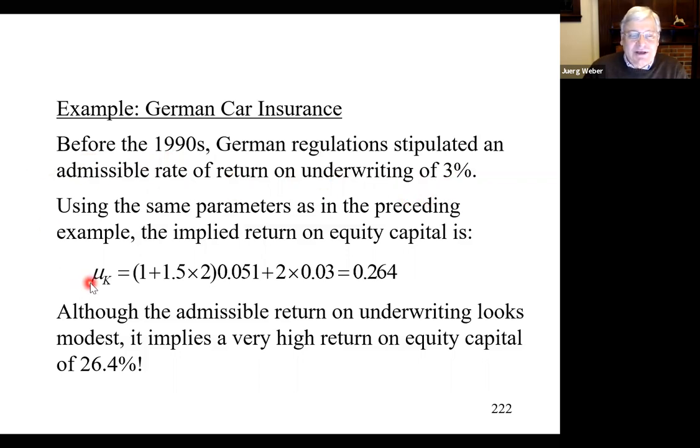It implies a very high return on equity of the insurance company. So it would actually be too large, and the insurance company voluntarily has a lower underwriting return.